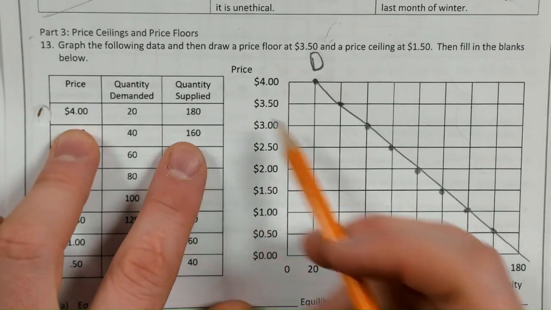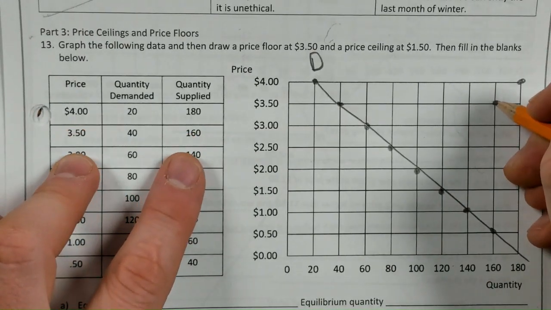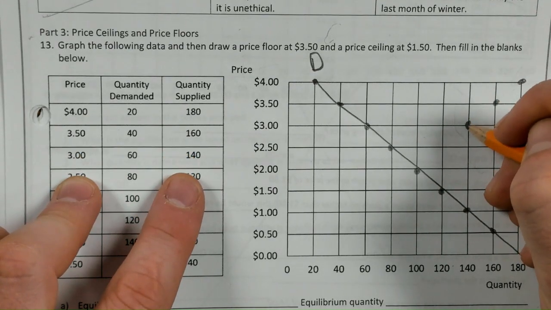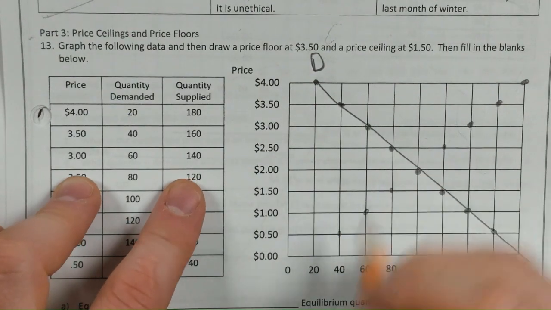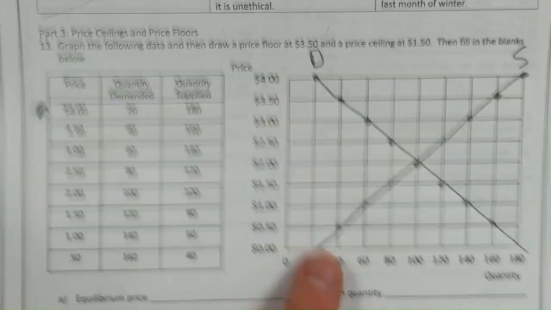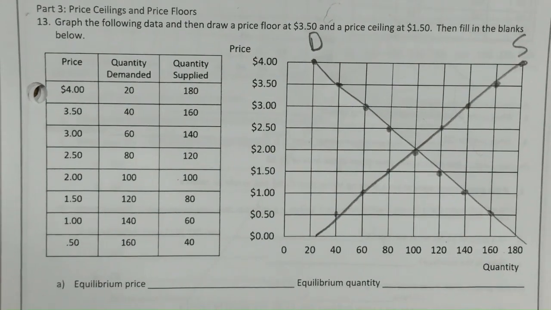And now we're going to graph the supply curve. At $4, the quantity supplied is 180. At $3.50, the quantity supplied is 160. At $3, the quantity supplied is 140, and so forth. Here is our supply curve. Let's just check my last one here. 50 cents, 40. Okay, my graph looks pretty correct.